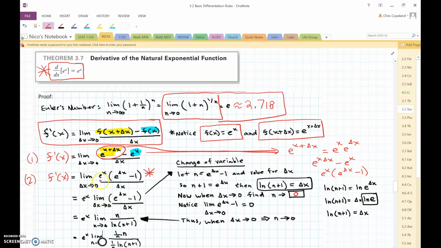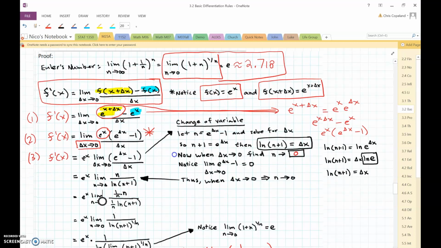Step 3, I'm just factoring e to the x out in front of the limit, since delta x is approaching 0, and this is just e to the x. No matter what delta x is doing, it's not going to change or impact e to the x. Hopefully you can see step 3.